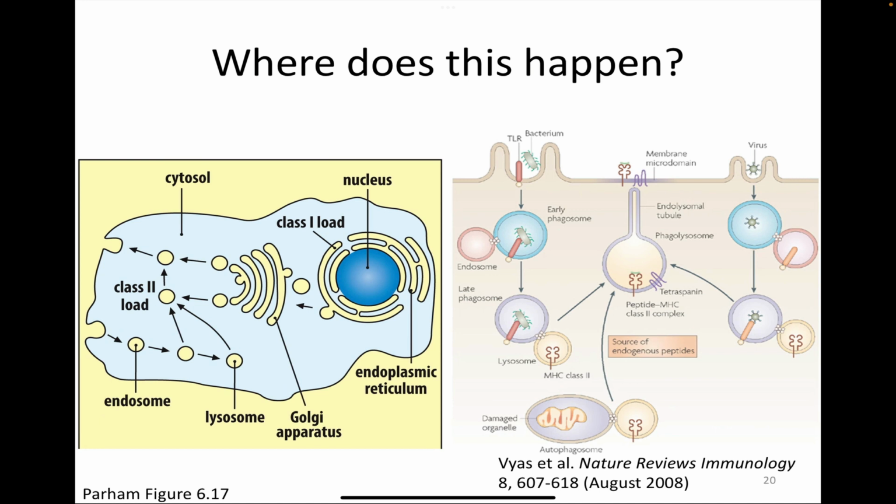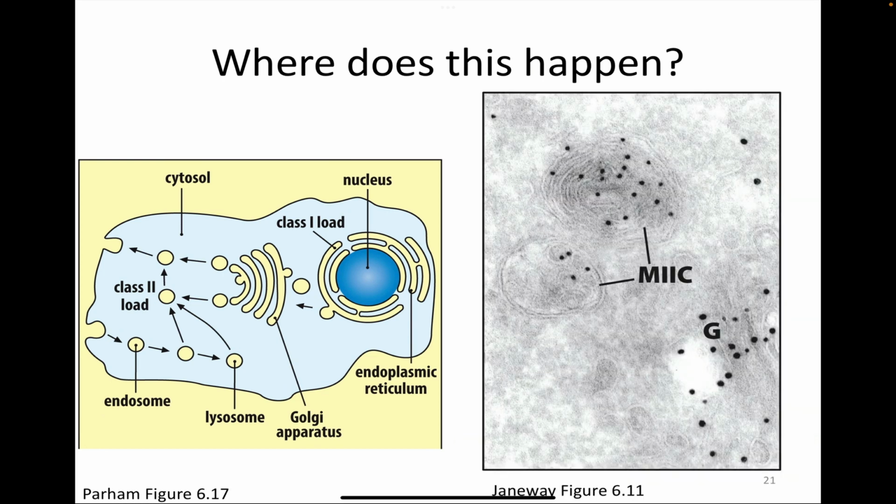It's been a huge amount of work. People have done lots of different experiments to try to figure out the answer. And their answer is generally, I don't know. Basically, none of the experiments quite match up. And so we've made up our own compartment. And so the compartment where MHC class 2 loading happens is the MHC class 2 loading compartment, because it doesn't seem to match up really well with any particular known compartment.